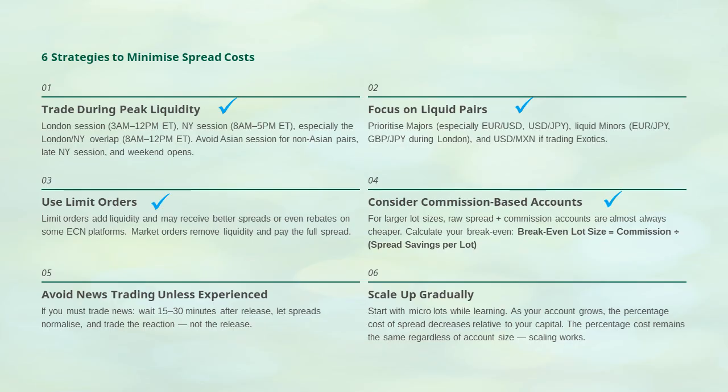Strategy 4. Consider commission-based accounts for larger sizes. For larger lot sizes, raw spread plus commission accounts are almost always cheaper. Calculate your break-even point. Break-even lot size equals commission divided by spread savings per lot.